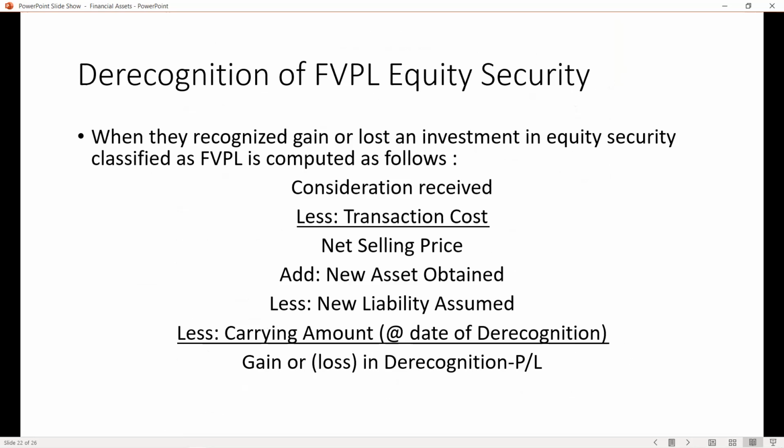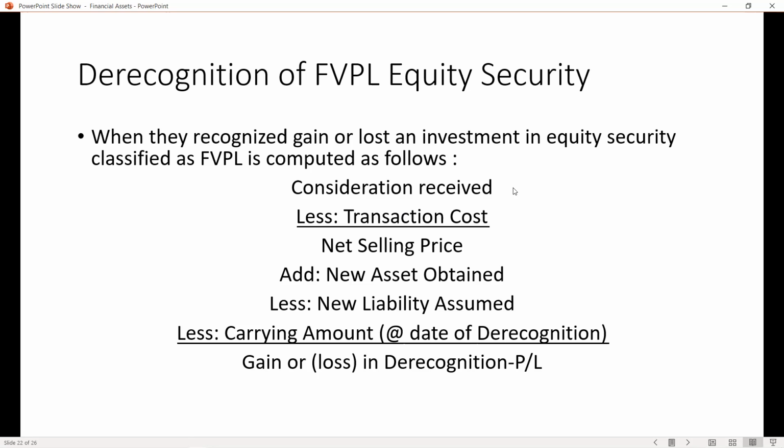Next. So, the derecognition, paano ba natin ma-recognize si FVPL equity security? Ano ba yung ibig sabihin ng derecognition? Ibig sabihin nun kapag recognition, meron tayong control over that equity security. Pag na-derecognize na ngayon, ibig sabihin wala na tayong control doon. Ibig sabihin we give up na natin yung financial instrument na 'yon, sa pamamagitan ng pagbenta ng equity security. So, paano ba natin ma-recognize yung gain or loss on derecognition? Sa FVPL or profit and loss, consideration received, ito yung natanggap natin na cash amount. Dideduct natin yung transaction cost.